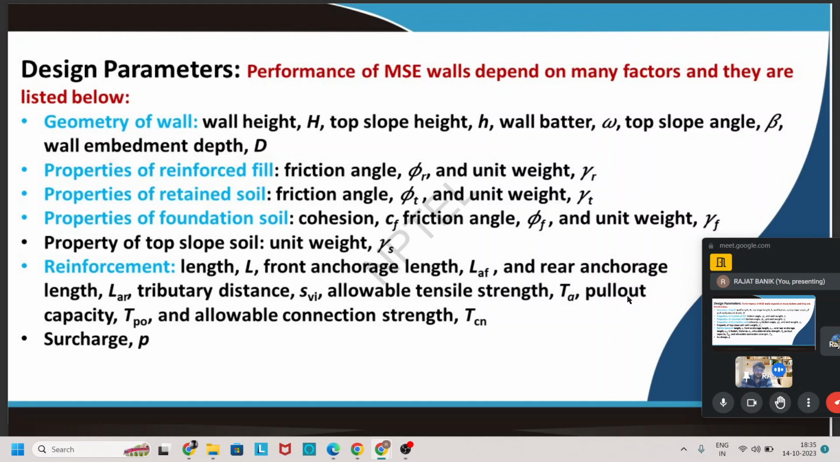Allowable tensile strength, that is TA, pull-out capacity. We need to check the pull-out capacity, such as PO. Also, we need to check the allowable connection strength, that is T suffix CA. And also, we need to check the structure slopes due to the slope of the top soil, top slope soil.